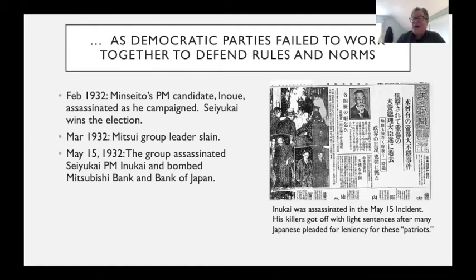Disturbingly, after this series of assassinations, the group of terrorists who instigated them got off with light sentences after many Japanese pleaded for leniency for these so-called patriots.